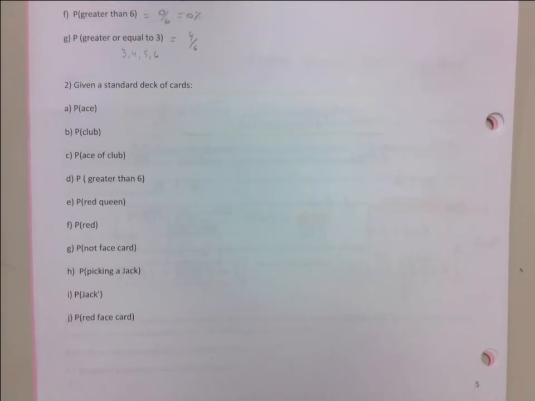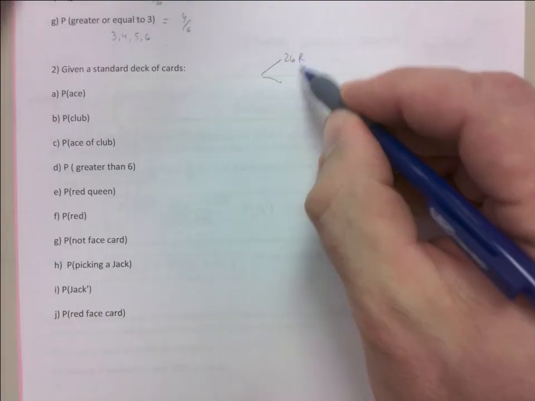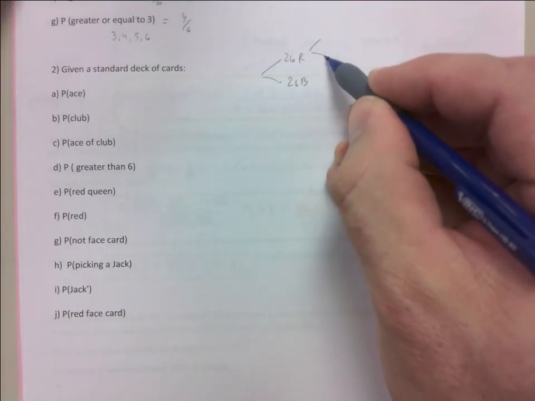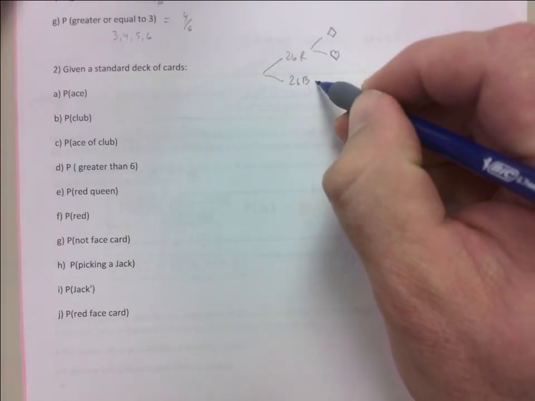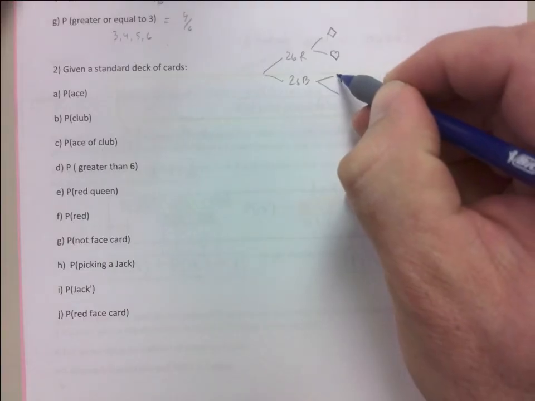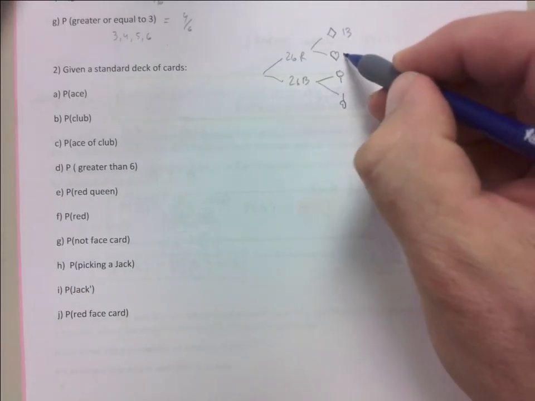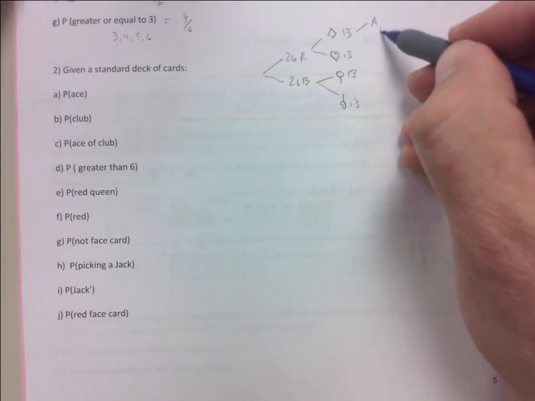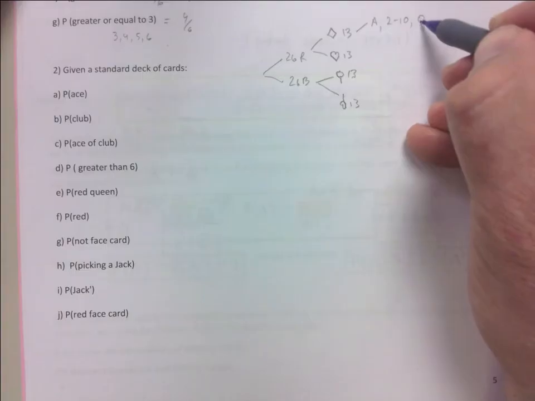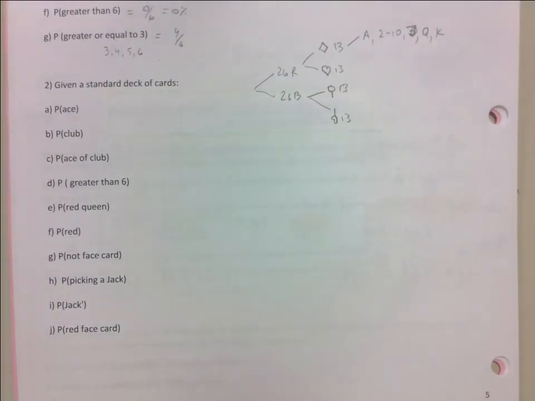Let's try here. Deck of cards. Remember, we've got 26 red, 26 black. By the red, you've got diamonds, hearts, and you've got spades and clubs. Okay. So there's 13 of each. And you've got ace, 2 to 10, jack, queen, king. Okay, so that's a bit of the tree just to review.